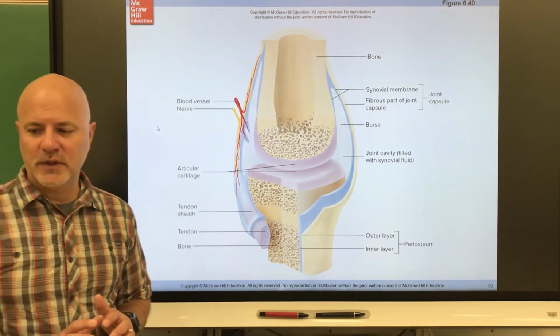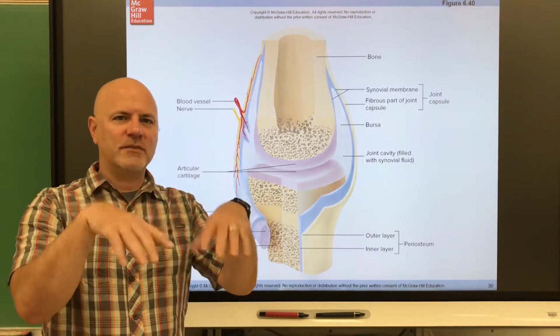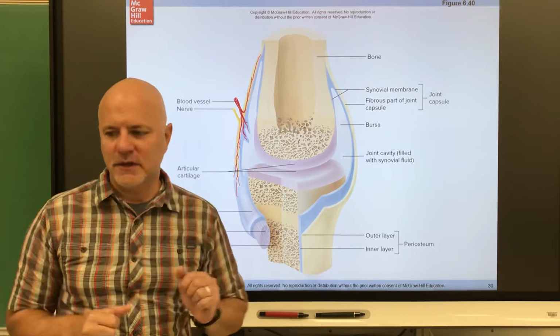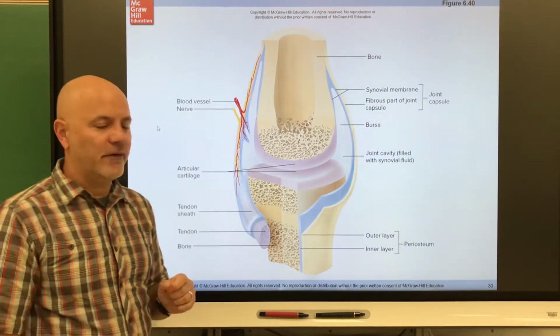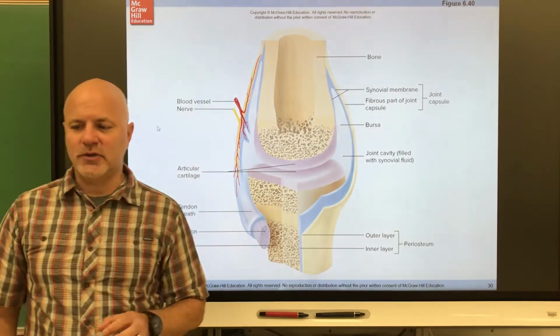The last group of joints are what we typically think of as joints, and these are synovial joints. These are freely movable joints. So my fingers, my wrists, my elbows, my shoulders, those are all synovial joints. Okay, so let's look at the general structure of a synovial joint.